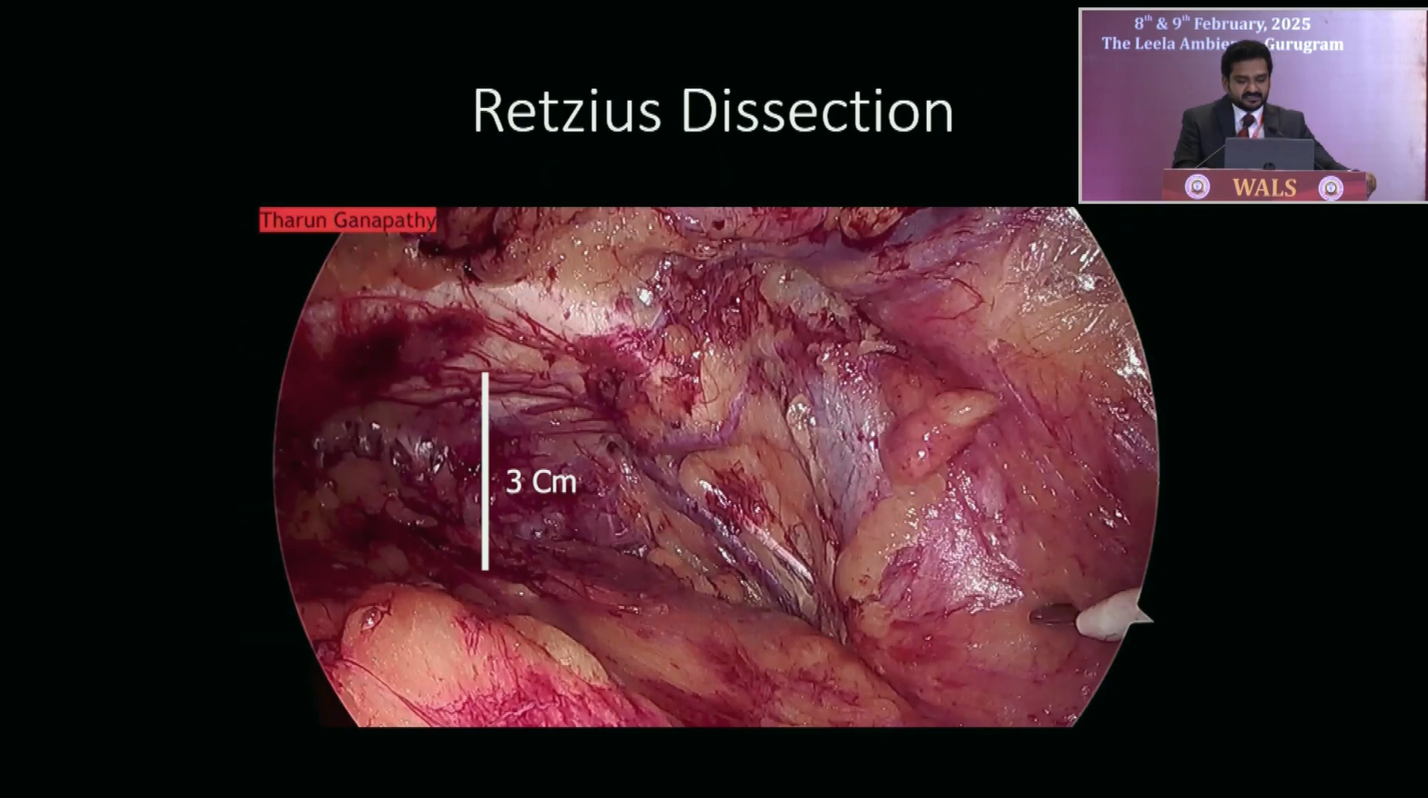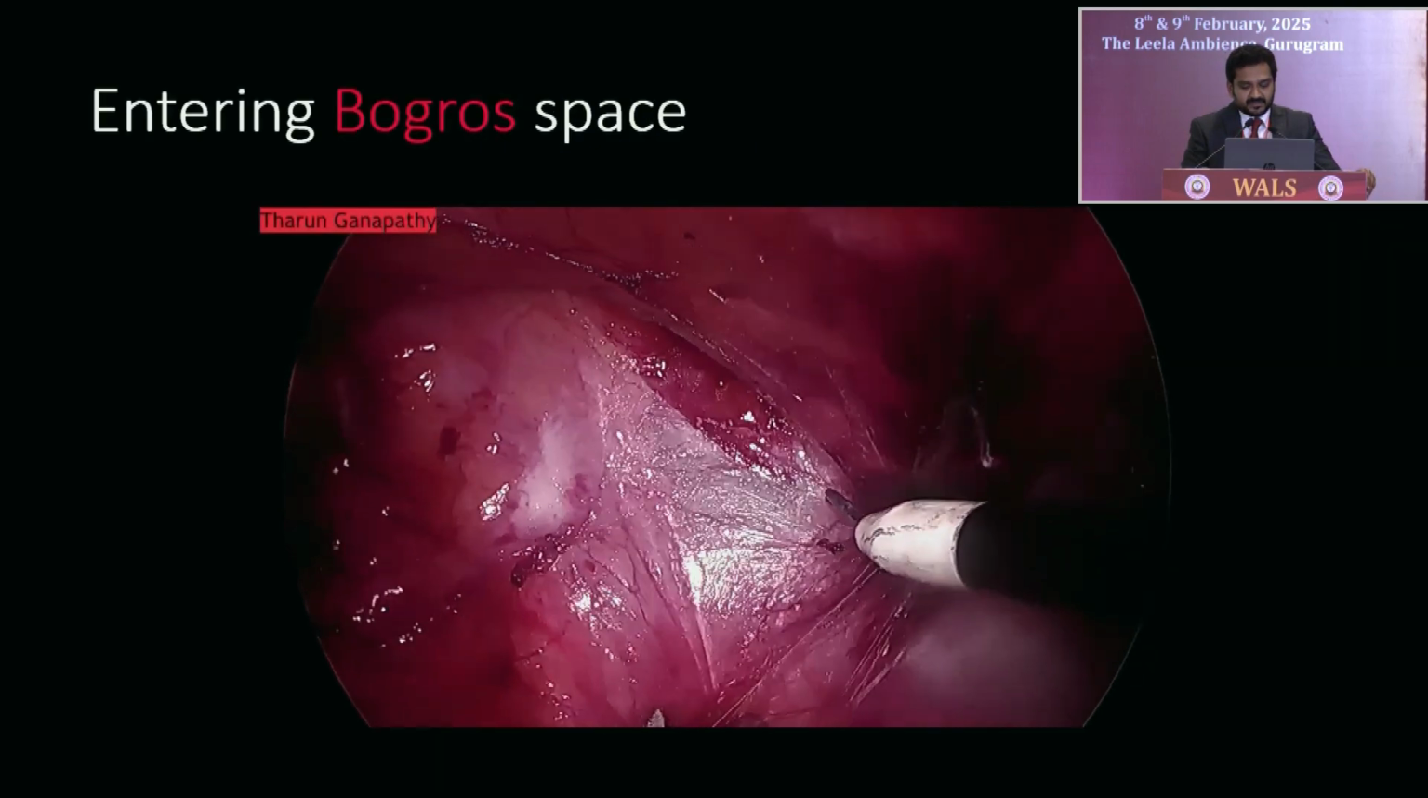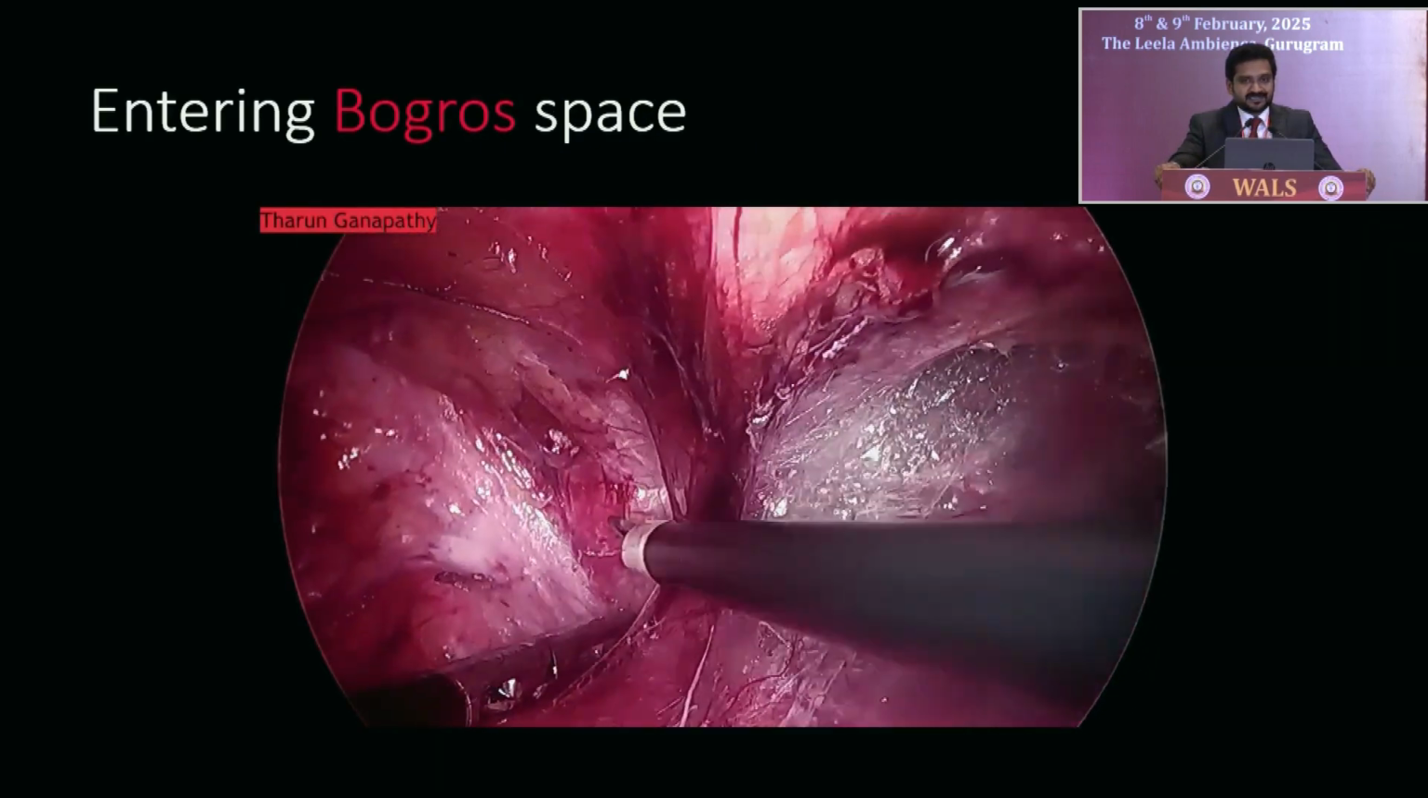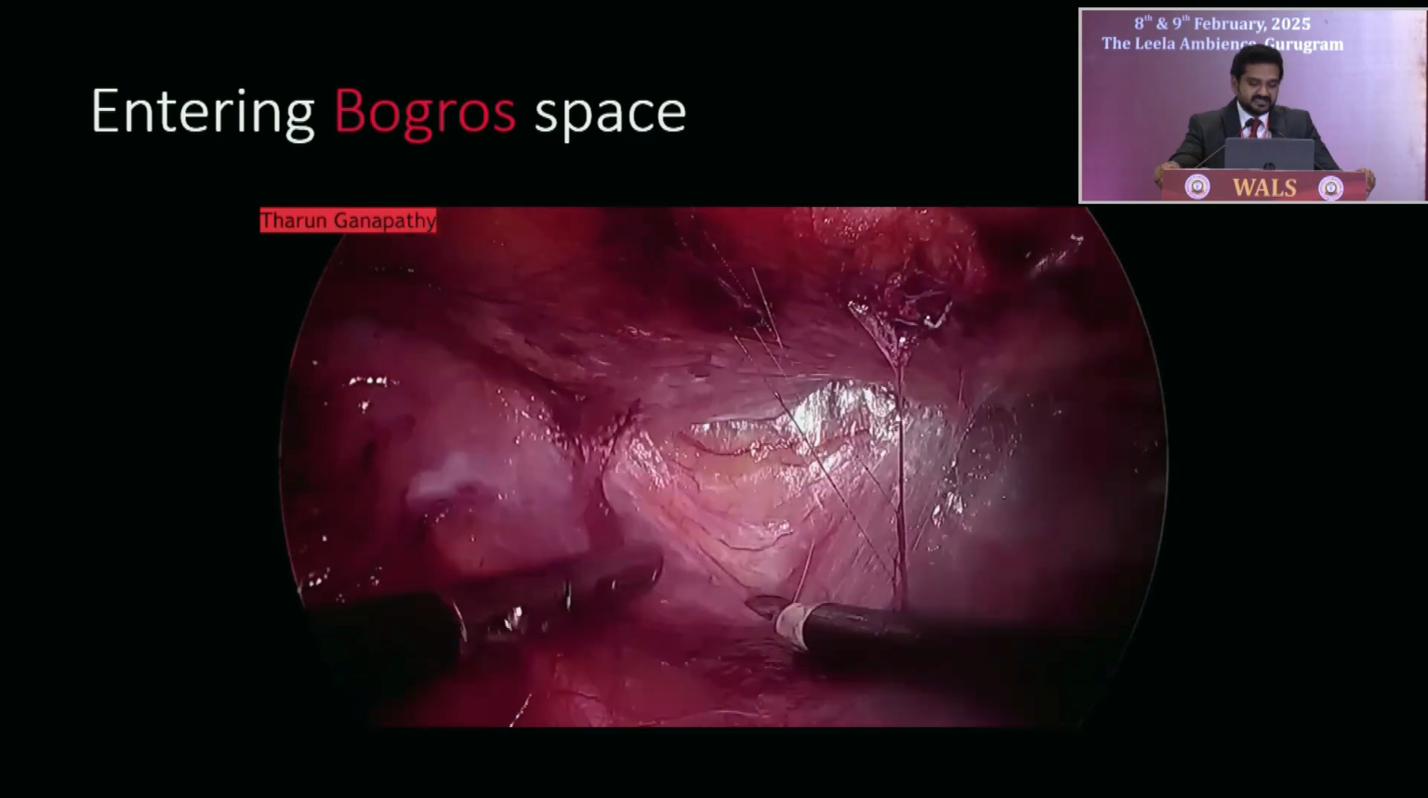Okay, and the Retzius dissection is mandatory, at least 2 to 3 centimeters of dissection in the Retzius, and it's always better to visualize the iliac vein. It's not necessary to skeletonize, but at least you have to visualize and take down the preperitoneal fold of Stratte, until the vas deferens takes a turn over the iliacs. So Bogros space is a key step in eTEP repairs.